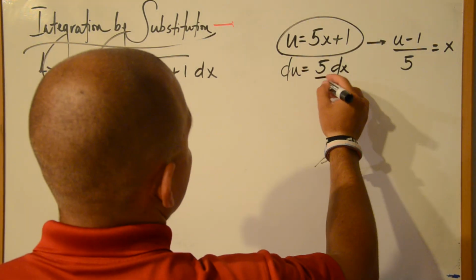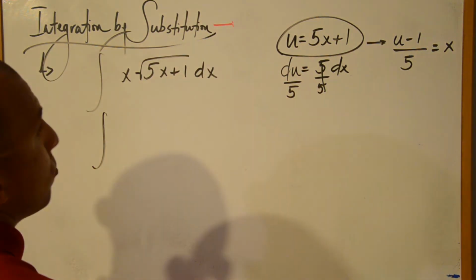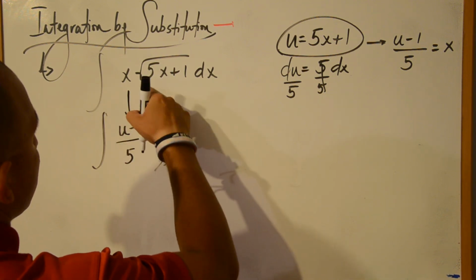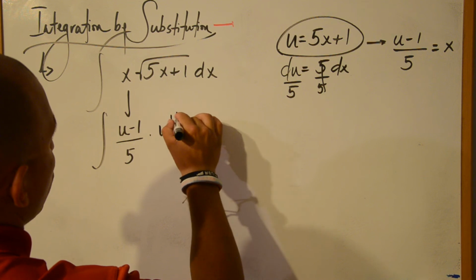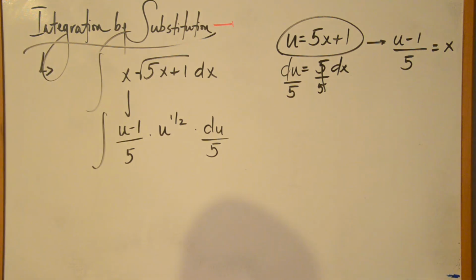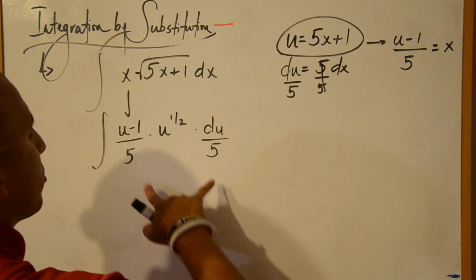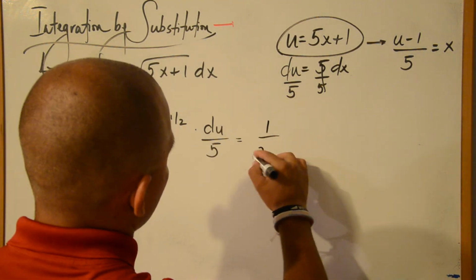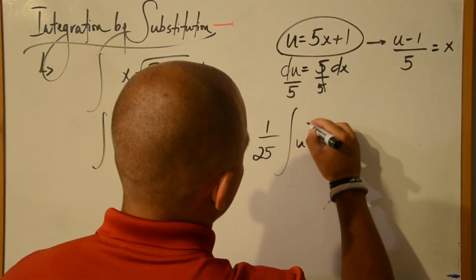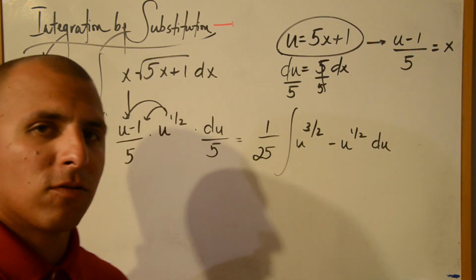And dx would be equal to du divided by 5. So this integral becomes u minus 1 divided by 5, which represents x, times u to the 1/2 times du divided by 5. Okay. And yes, while it does look pretty scary with all this mumbo jumbo going on, we can pull out this constant of 1/25 while distributing this u to the 1/2. And we really wind up just integrating u to the 3/2 minus u to the 1/2 du. This is just power rule.